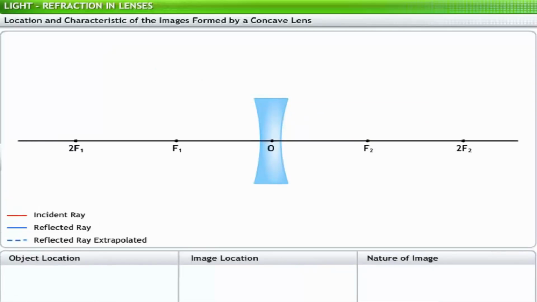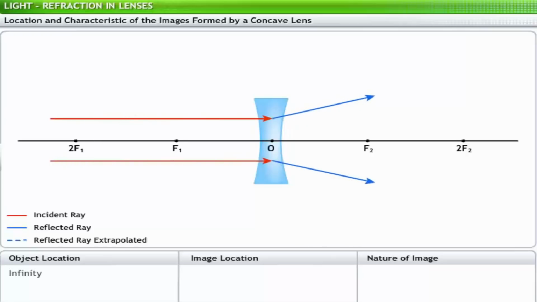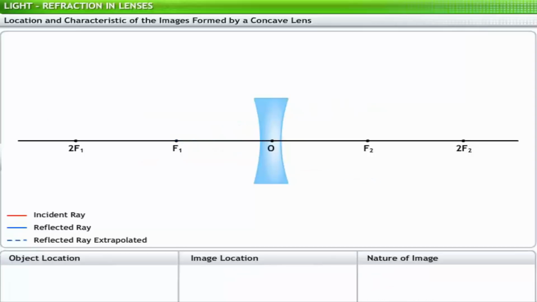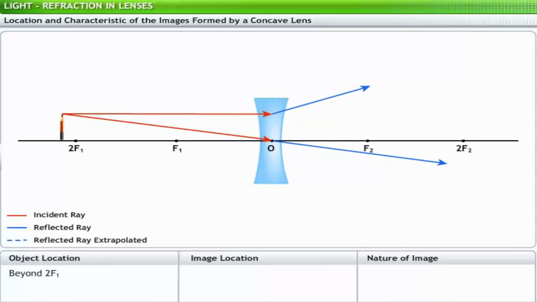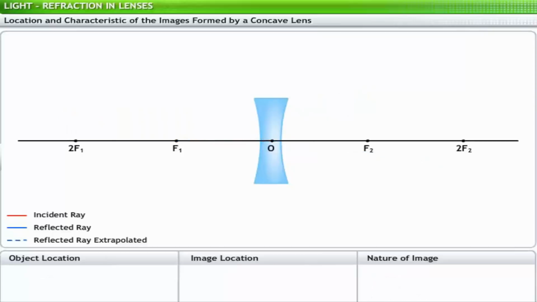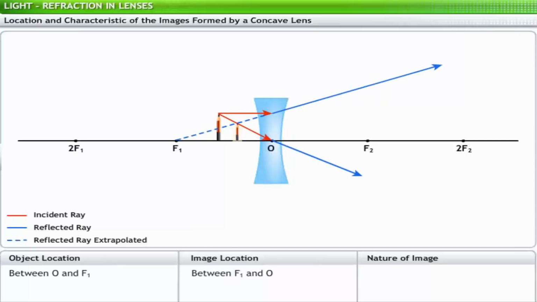For each position of an object, consider two light rays emanating from a point on the object. When the object is placed at infinity, the image is formed as a point at f1 and is virtual, erect, and highly diminished. When the object is placed beyond 2f1, the image is formed between f1 and O and is virtual, erect, and diminished. When the object is placed between O and f1, the image is formed between f1 and O and is virtual, erect, and diminished.